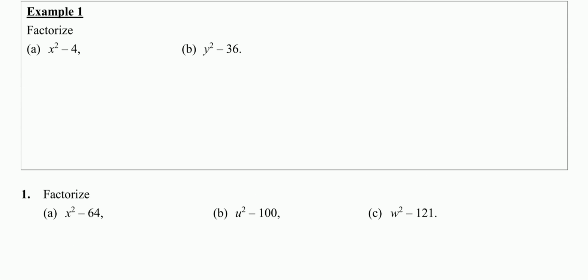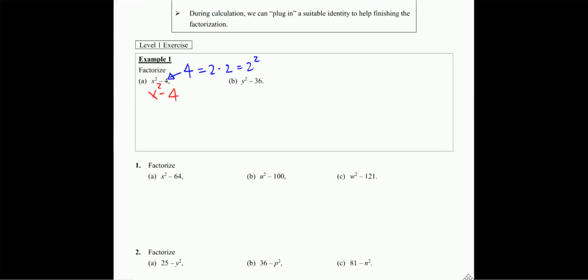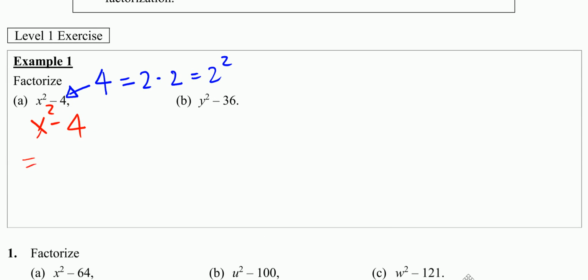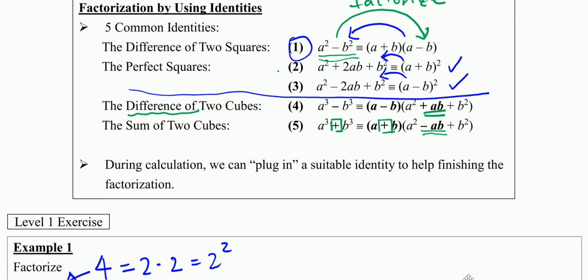As I said, such questions just plug in the format of the identities and then we can finish our factorization. So first of all, let me ask you, what is 4? Yes, as you know, 4 is equal to 2 times 2, and that is 2 squared. Then we just follow the identities, x squared minus 2 squared, and the answer should be x plus 2, x minus 2. Just follow the identity a plus b, a minus b.